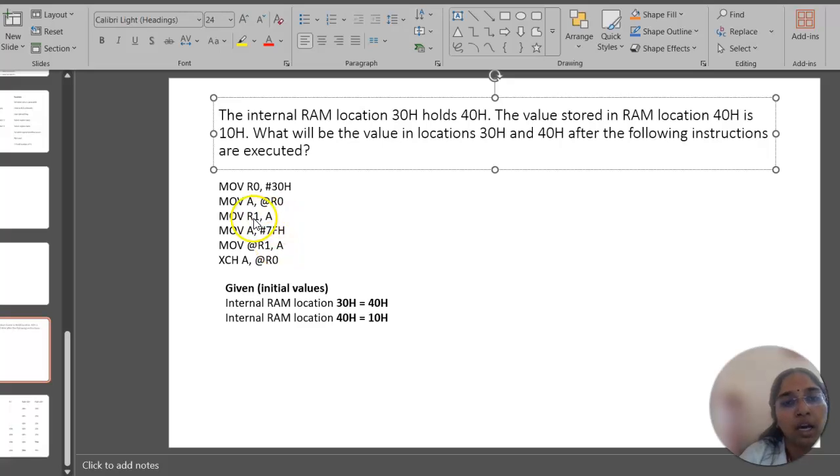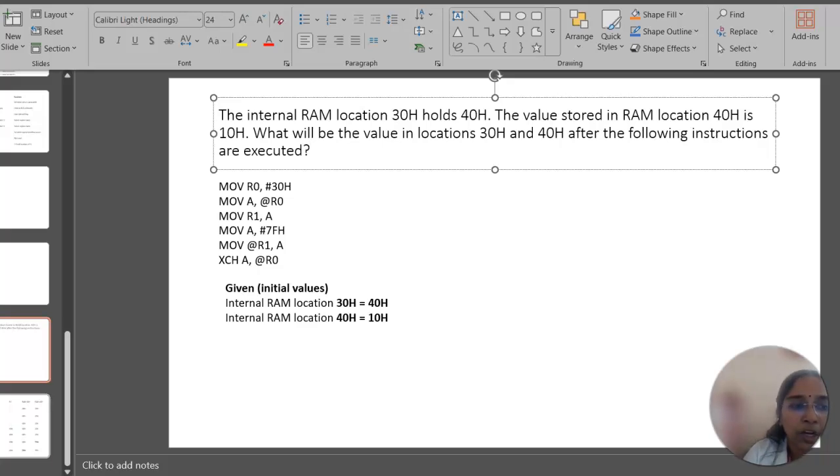Here R0 and R1 are registers and A is the accumulator register. Hash denotes immediate data and @ represents the address. Now, the initial values given are: the internal RAM location 30H holds the value 40 and the internal RAM location 40H holds the value 10.